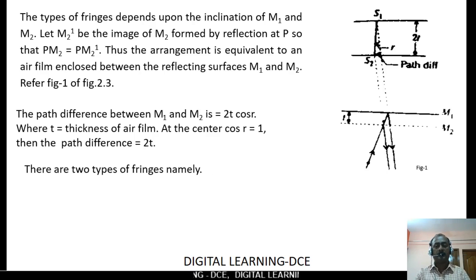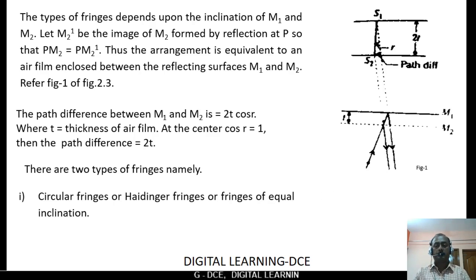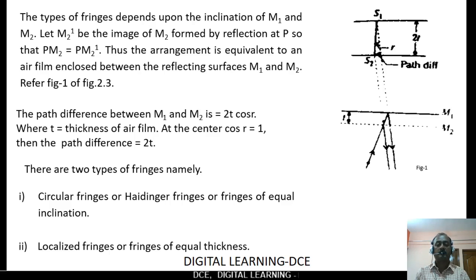There are two types of fringes formed, namely circular fringes or Haidinger fringes or fringes of equal inclination. I repeat, there are two types of fringes formed. First one, circular fringes or Haidinger fringes or fringes of equal inclination. Second one, localized fringes or fringes of equal thickness. Let us see one by one.